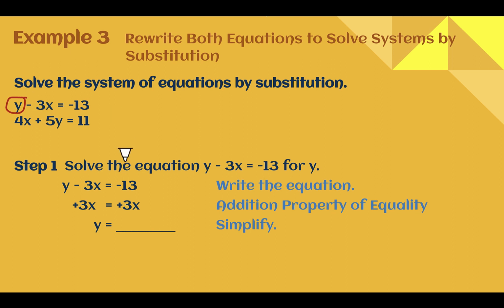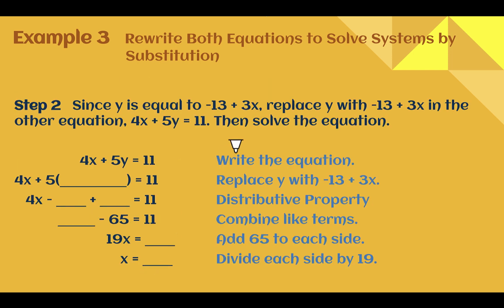All we have to do is add 3x to both sides, and we get y on its own with what it's equal to. Now, since y is the same as negative 13 plus 3x, let's replace y with what we just found. So negative 13 plus 3x, distribute it out, combine like terms, add 65 to each side, so we get our variable on the side by itself. We get 76. Divide both sides by 19, x is equal to 4.